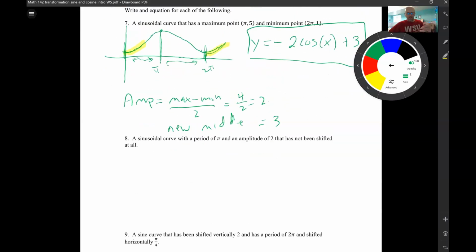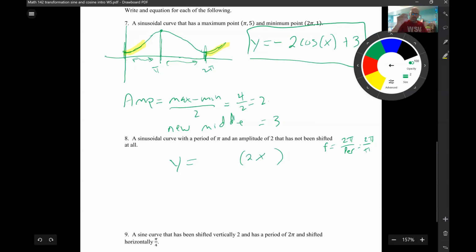Sinusoidal curve, again, sinusoidal means sine or cosine, that has a period of pi. That should be pretty easy. So I'm going to go y equals. How do I get a period of pi? Well, remember that if I want to know what the frequency is, I can go 2 pi divided by period. So in this case, it would be 2 pi divided by pi, so my frequency is 2. So I need a 2x in here. It has an amplitude of 2. Well, that's easy, I just put a 2 out front.